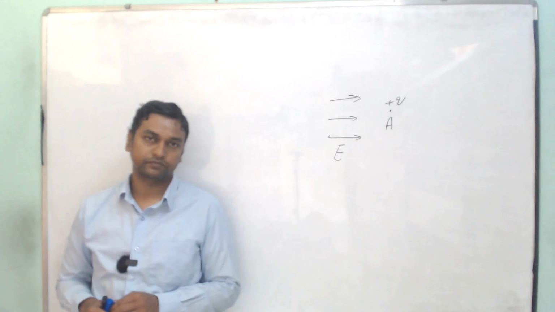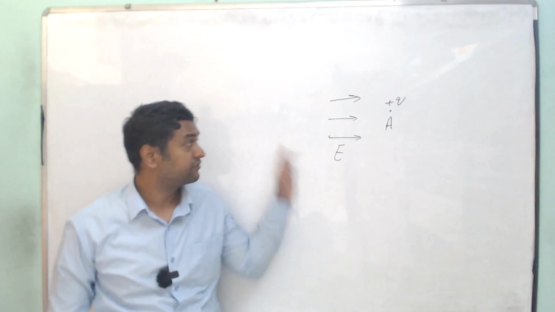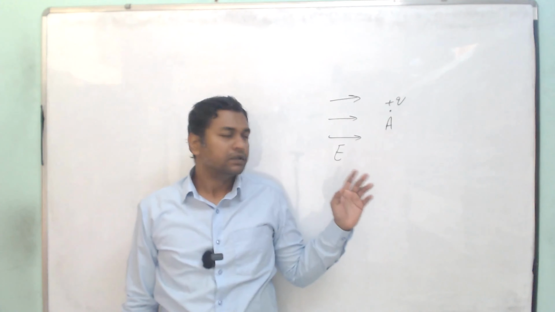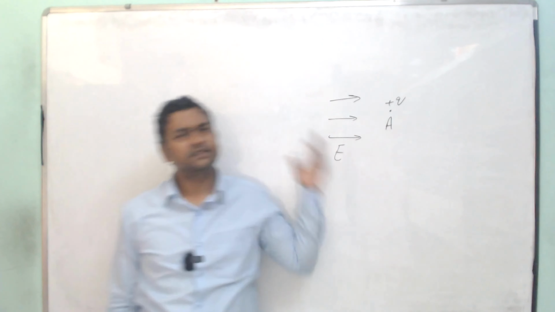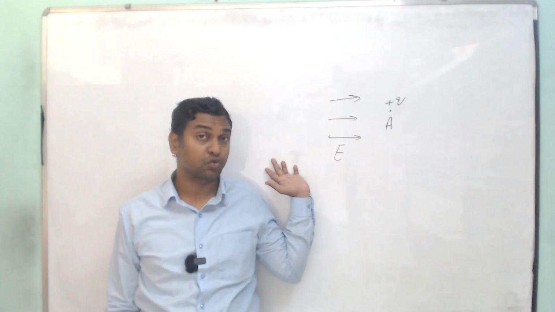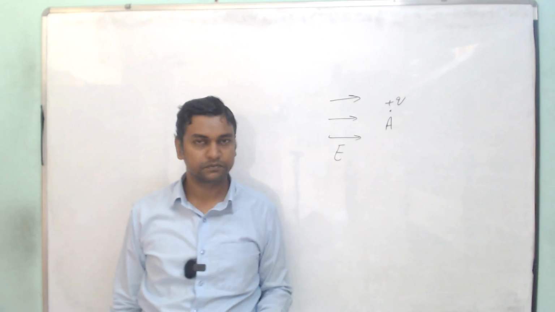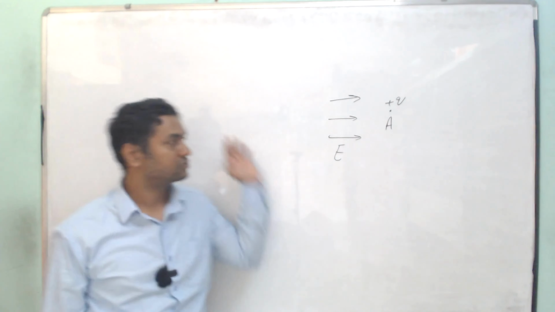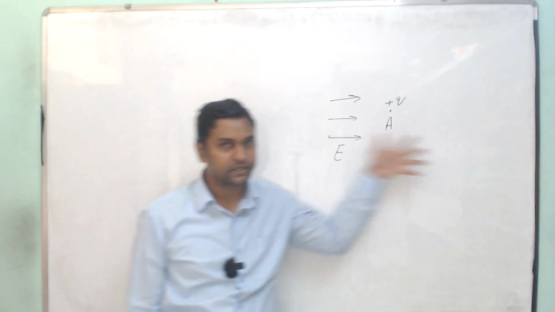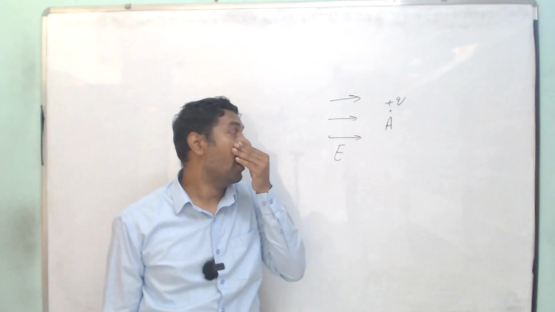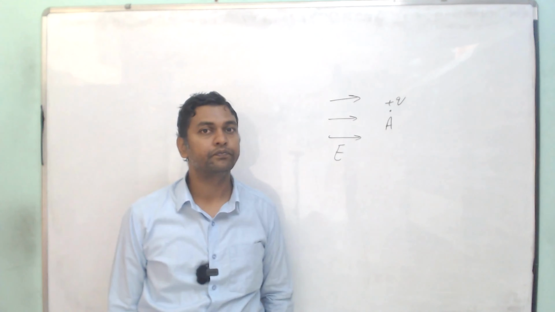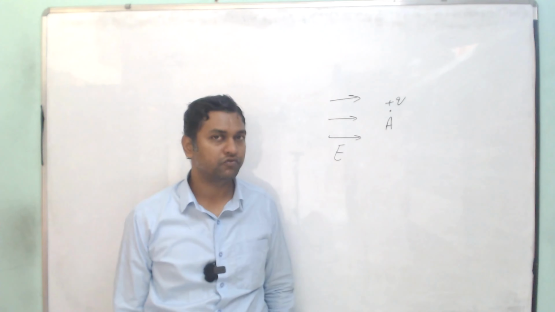So there is a uniform electric field everywhere in this region in the horizontal direction. This electric field is due to some external agent. This electric field is not due to this point charge. So this electric field is existing uniformly everywhere in the horizontal direction, left to right. Now I have placed a charge plus Q. This charge is free to move.